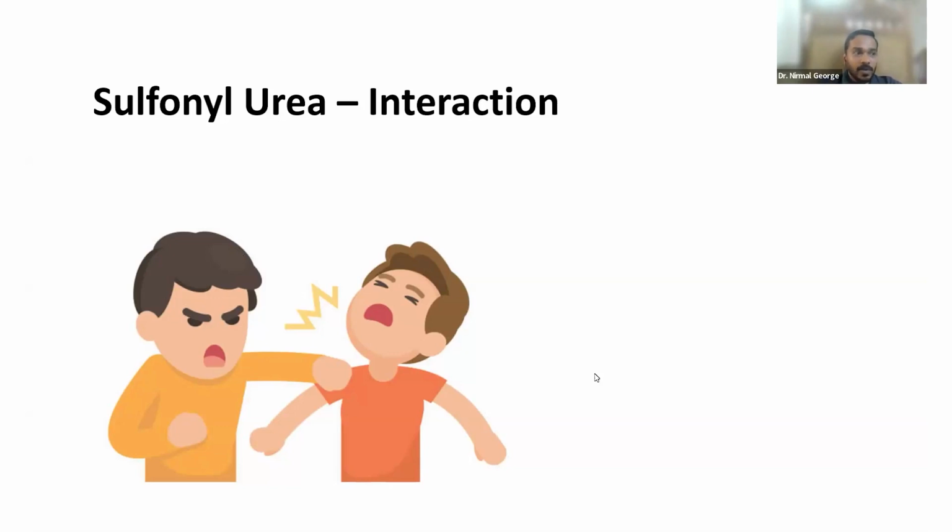Also, sulfonylureas are metabolized by the liver and excreted by the kidneys. So some agents can induce the hepatic microsomal enzymes, which will increase the metabolism of sulfonylurea. For example, rifampicin is an enzyme inducer and it will increase the metabolism of sulfonylurea. And some drugs will inhibit the hepatic microsomal enzymes. These agents will prolong the duration of action of sulfonylureas. These include azole antifungals.